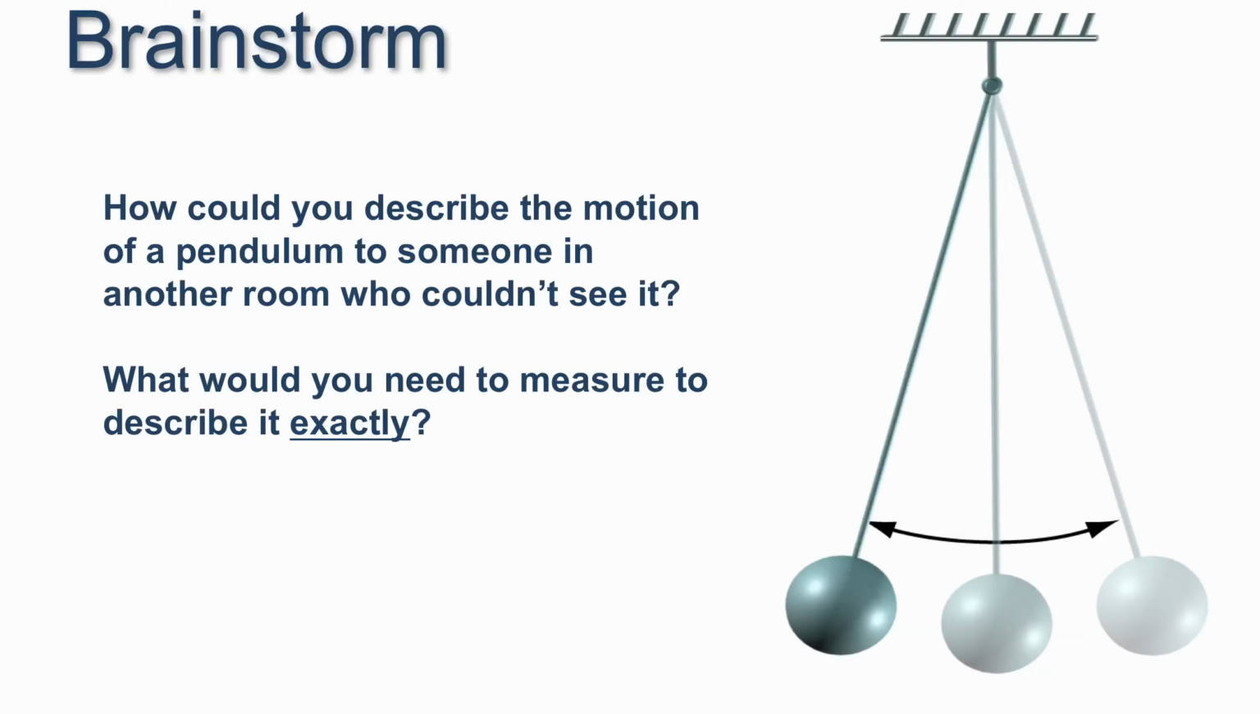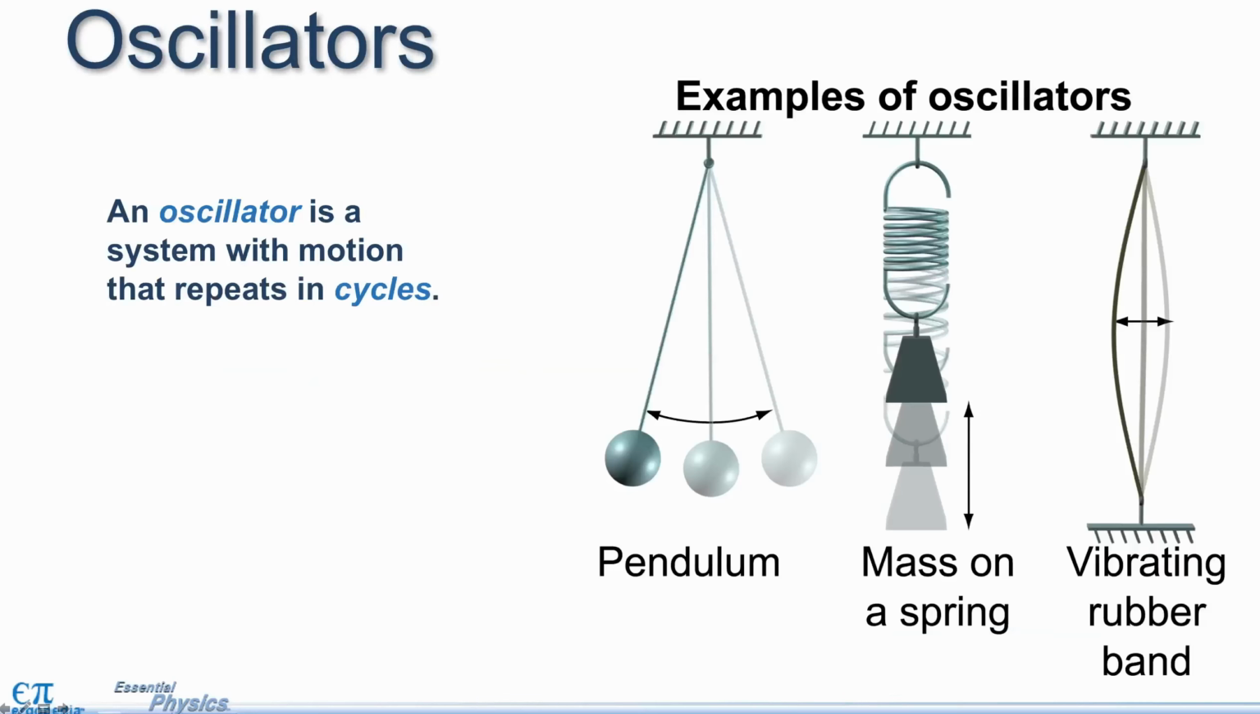What would you need to measure to describe the motion of this pendulum exactly? Well, what would be the parameters? Would you need to know, for example, the length of the string, or maybe how much it has moved away from its equilibrium position, which would be this position that you can see here in the center?